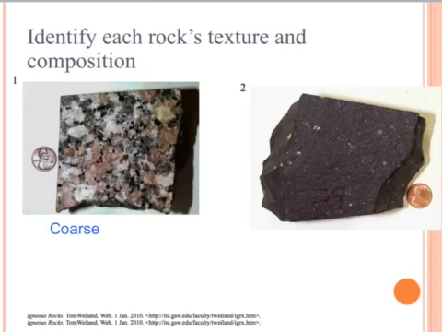The answer is coarse. If you can see different colors in the mineral, that's going to be coarse grain. So I can see white, I can see black, and I can see pink. So I see different colors, therefore it's coarse.